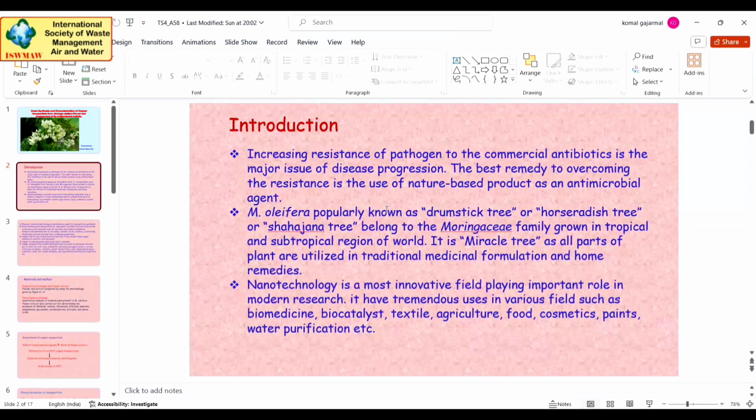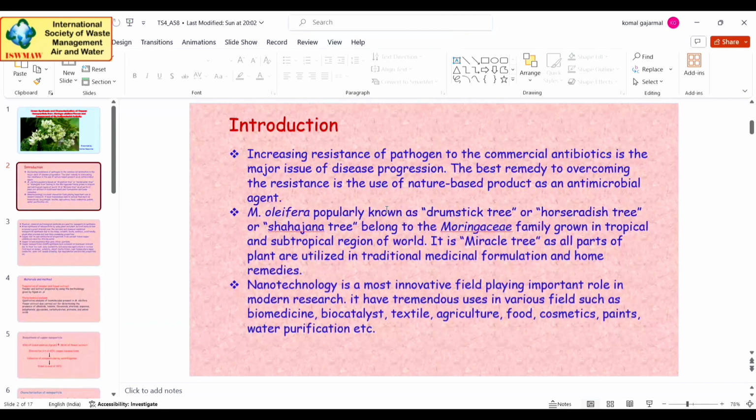Nanotechnology is the most innovative field, playing an important role in modern research. It has tremendous uses in various fields such as biomedicine, biocatalysts, textiles, agriculture, food, cosmetics, paints, as well as in water purification.